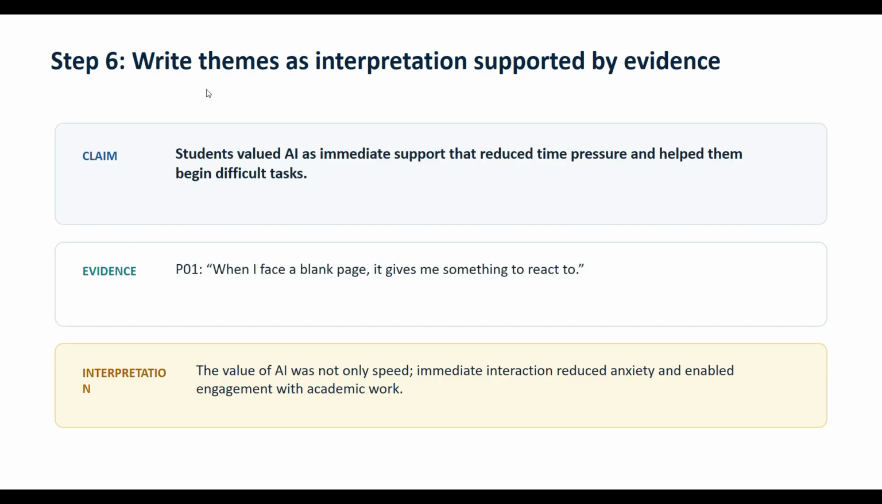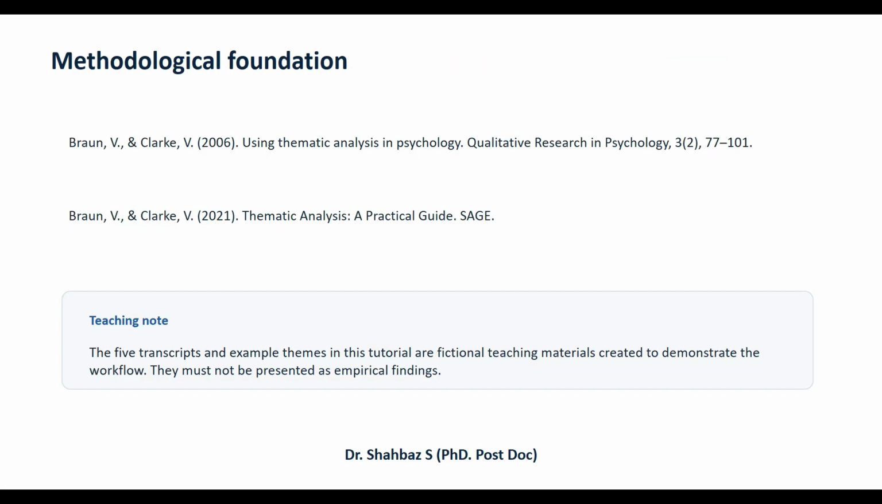Finally, write themes as interpretation supported by evidence. For example, the claim: students valued AI as immediate support that reduced time pressure and helped them begin difficult tasks. Evidence, from participant 1: when I face a blank page, it gives me something to react to. So here is the interpretation. These are the references for the Braun and Clarke approach, 2006 and 2021.